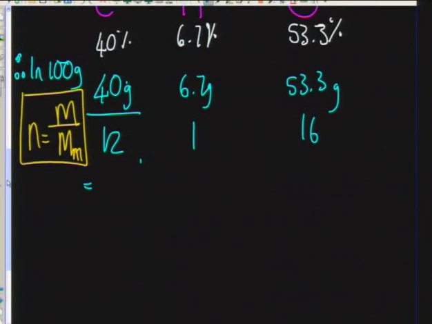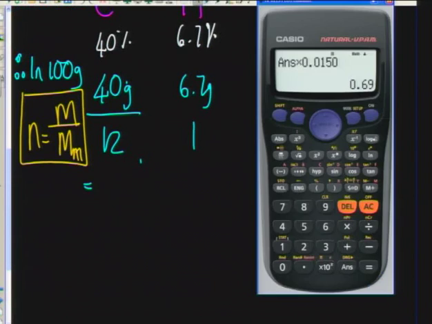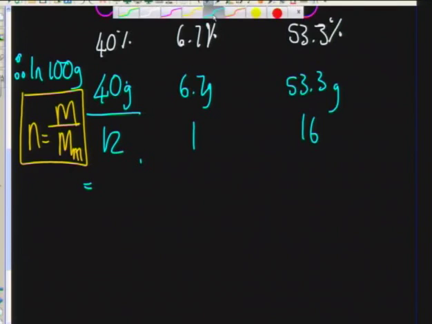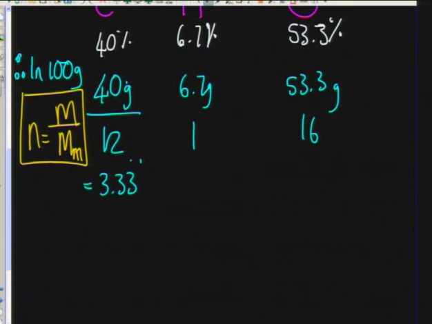So let's do that. Give ourselves some more space. And on the side here, clear that away, 40 divided by 12 grams in 1 mole will be equal to 3 with a whole bunch of 3's recurring. So let's write it here, 3.33 recurring moles.